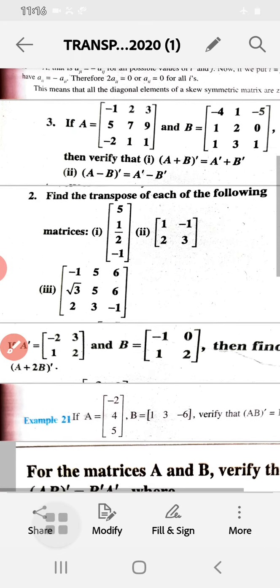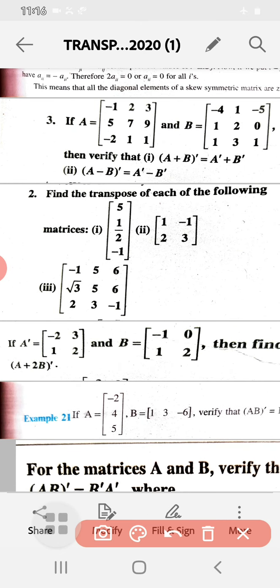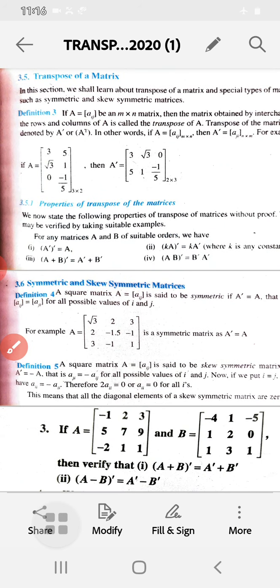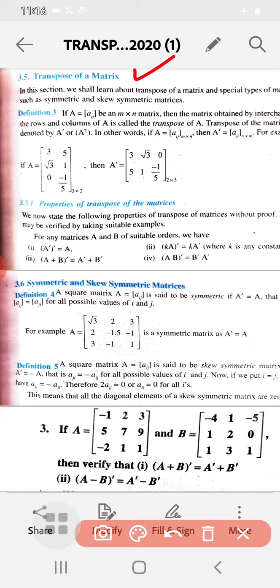Okay, see here. So I have done the first one here. A plus B whole dash is equal to A dash plus B dash. So in the same way we can consider A minus B whole dash is equal to A dash minus B dash. Okay, so you write down the definition of transpose of a matrix, then properties of transpose of the matrix, then symmetric and skew symmetric matrix definitions. Then we can verify these properties. Okay, so let us solve the remaining problems in the next class.